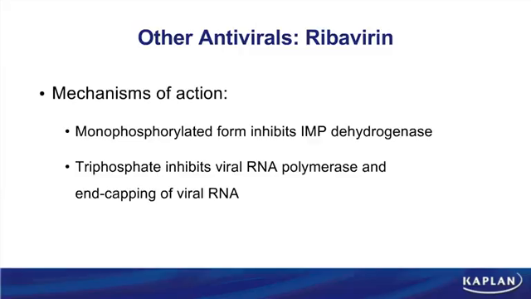The next drug to look at is ribavirin. Unfortunately, this drug's name presents a couple of challenges for us. It has AVIR in the middle of its name, but it's not an HIV drug. In fact, this drug is used for RNA viruses. The mechanism of action is that it has to be monophosphorylated to a form that inhibits IMP dehydrogenase. If you convert it to the triphosphate form, it inhibits viral RNA polymerase and end-capping of viral RNA.